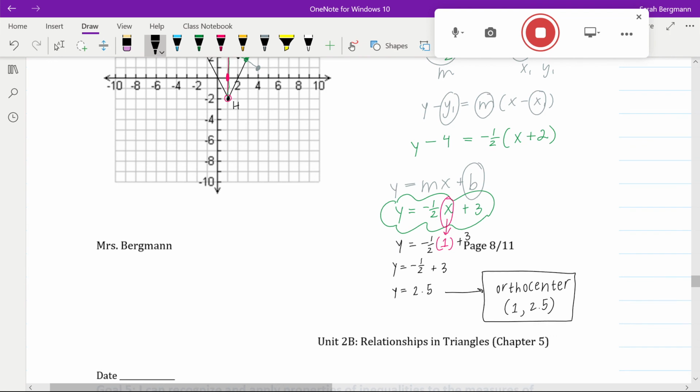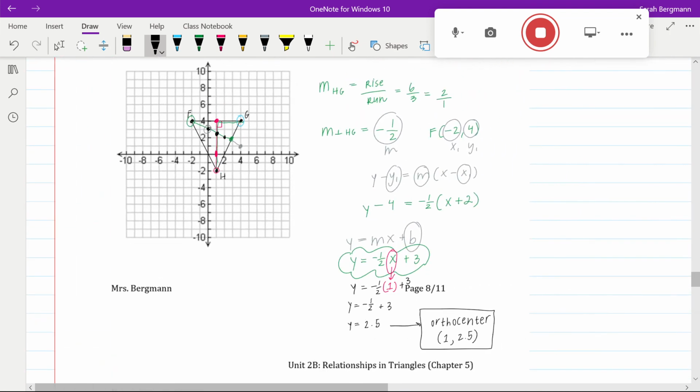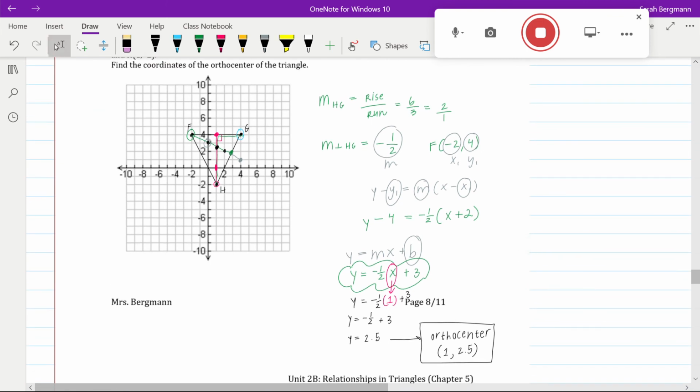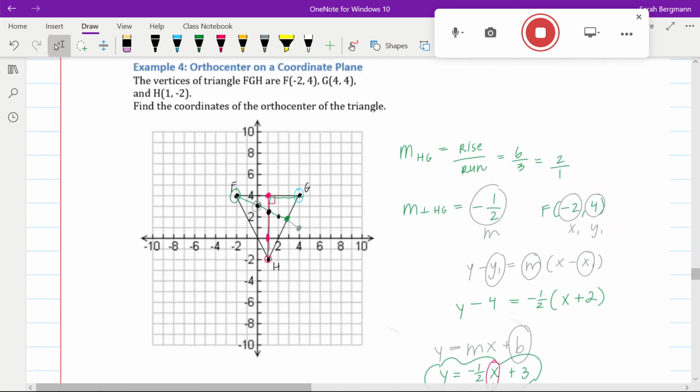It's not always necessary to go through the steps of writing the equation, but I wanted to make sure that you knew what you would need to do if it does not intersect at a perfect point where it's a whole number. That's all I have for you for Goal 4.